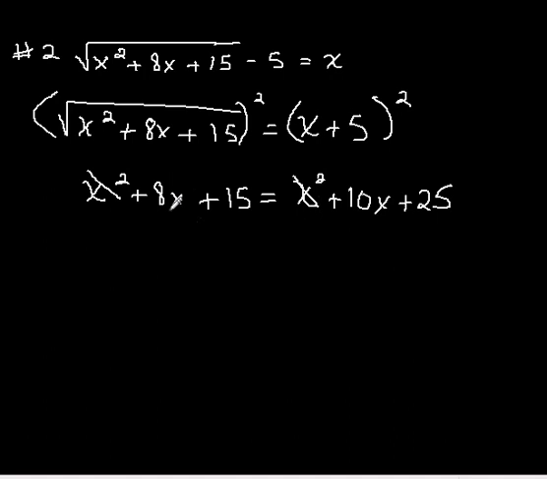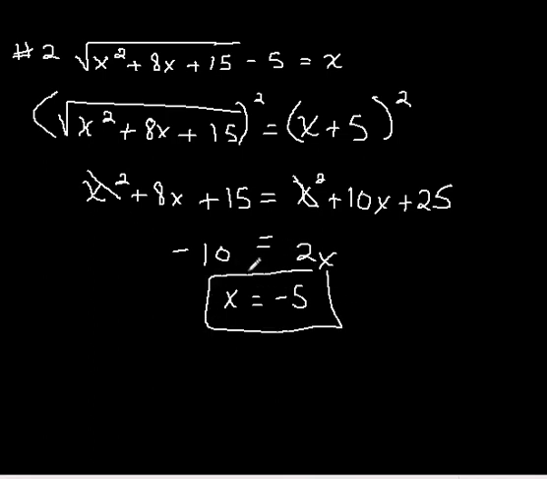We'll bring the 8x to the right by subtracting it. With 2x, we'll subtract 25 and get minus 10. We get x equals minus 5. And we should check it. So that would be minus 5 squared is 25 minus 40. So 25 minus 40 plus 15. And that seems like we're going to get ourselves a negative number.